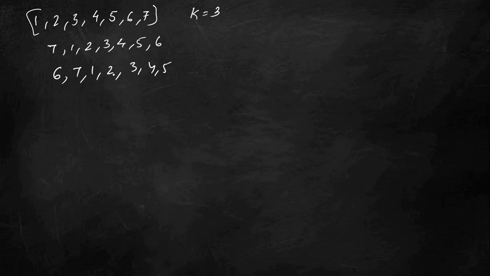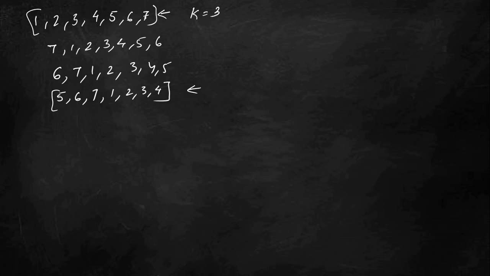Then when k is 3, that is in the third step, 5 will come to the start. So it will be 5, 6, 7, 1, 2, 3, 4 and this is the final output. Okay, this was the initial and this is the final. So there are 3 steps.